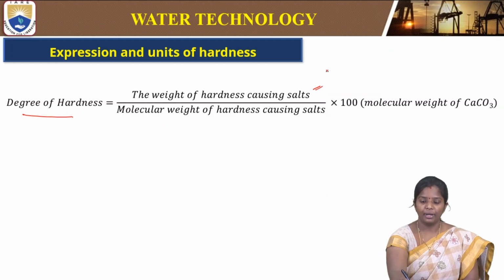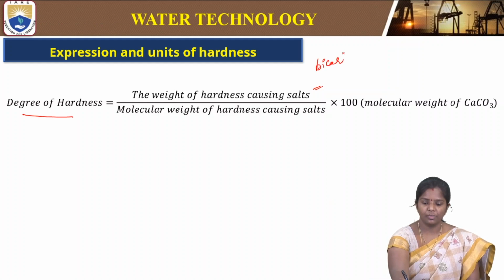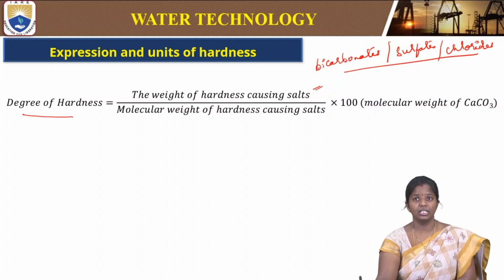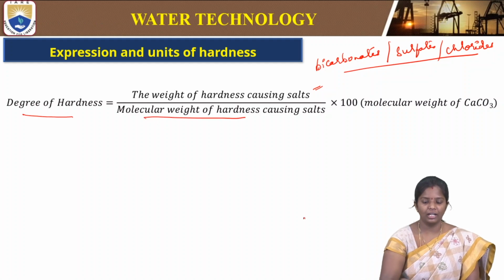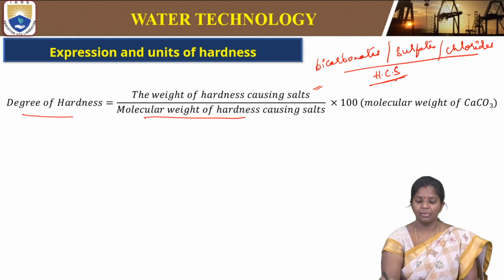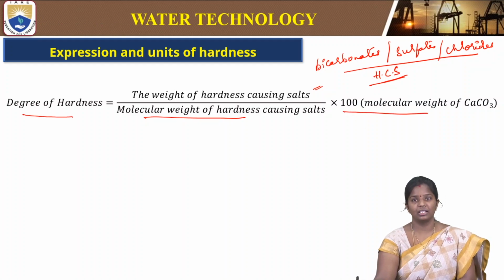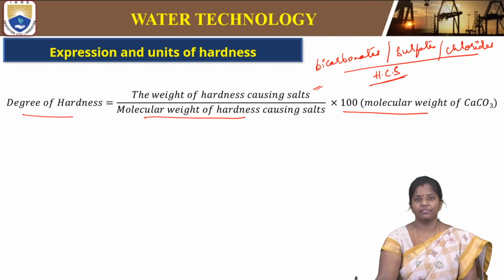For example, bicarbonates or sulfates or chloride salts of calcium and magnesium are majorly responsible for this hardness. So their weight is taken by their molecular weight of hardness causing salts, and multiplied by the molecular weight of calcium carbonate to get the equivalence of calcium carbonate, that is generally expressed.